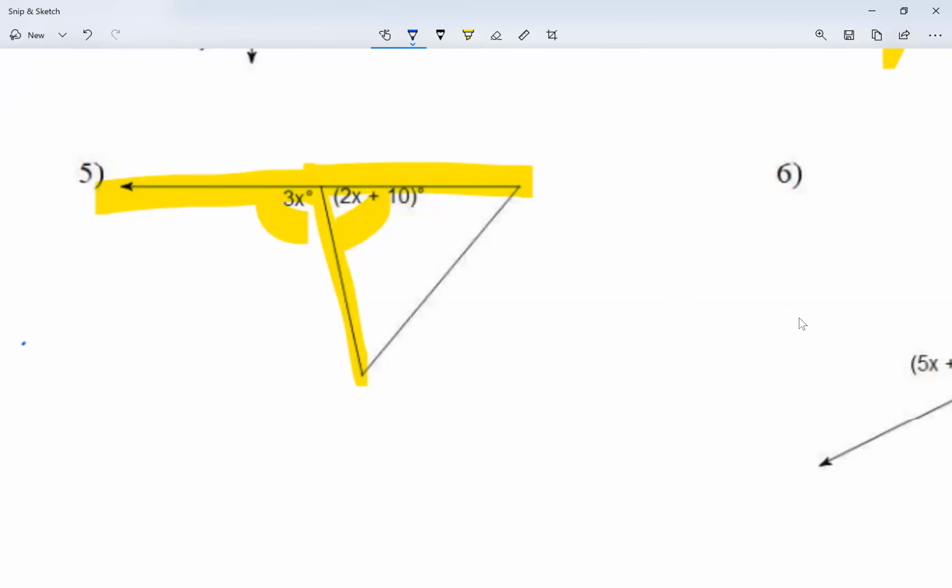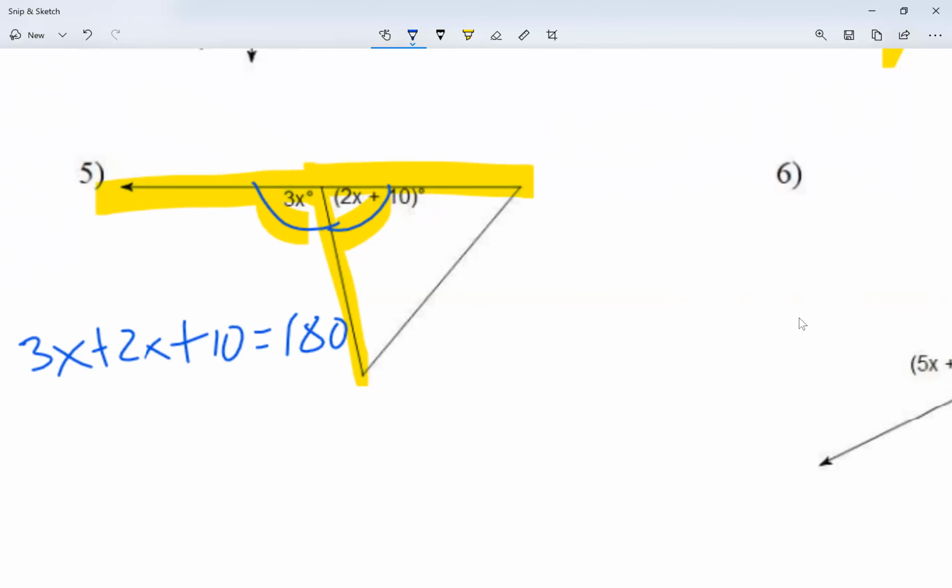Instead, I want to say 3x plus 2x plus 10 equals, in this case, they add up to 180. Right? You see this angle, you see this other angle. Combined is half of a circle. Okay, let me separate it through the equal sign. The left side, I can combine like terms. 3x plus 2x. Right? We know how to do those. So let me call this 5x plus 10 is equal to 180.